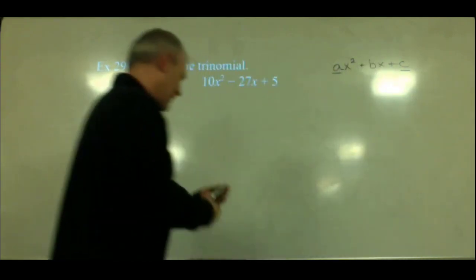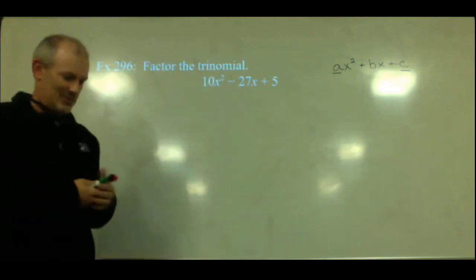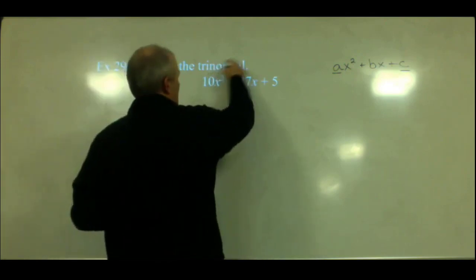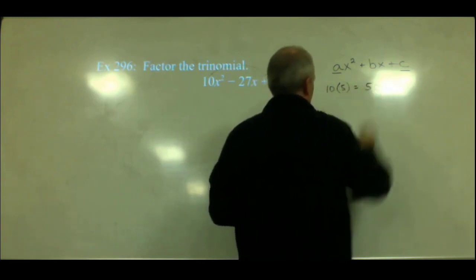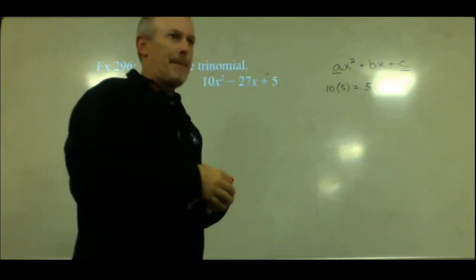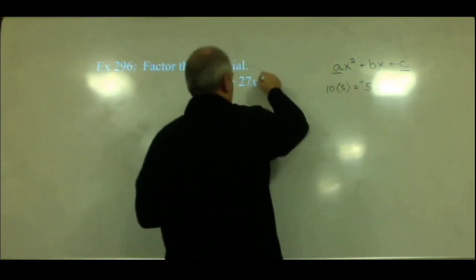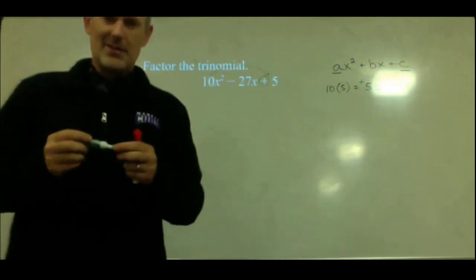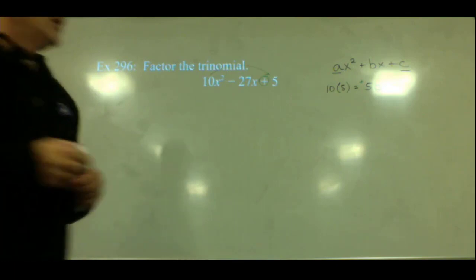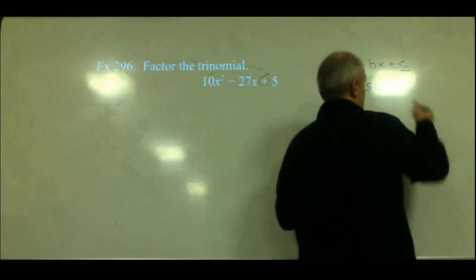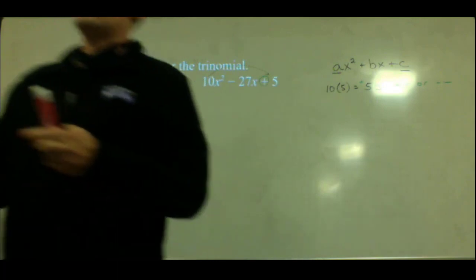All right, how about this one? We've got a 10. Can we factor anything out of all these terms? No, so we're just going to multiply 10 times 5. And 10 times 5 is 50. And important to us is that this is positive 50, right? And what does that tell us about the signs of the numbers we're looking for? It tells us they're the same. So both positive or both negative, right? They're going to be the same.